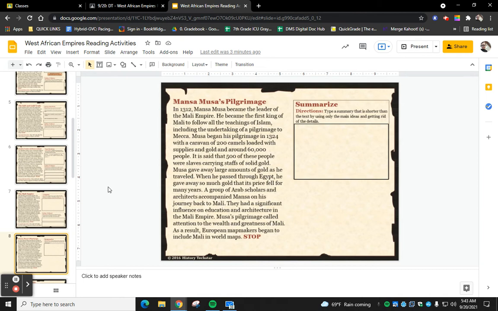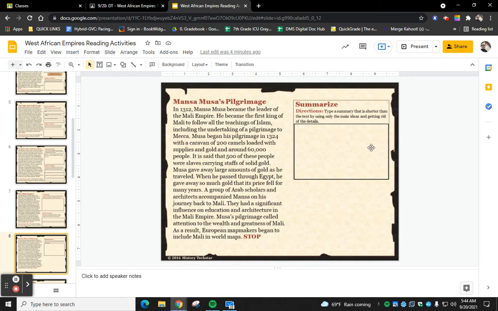A group of Arab scholars and architects accompanied Mansa Musa on his journey back to Mali. They had a significant influence on education and architecture in the Mali Empire. Mansa Musa's pilgrimage called attention to the wealth and greatness of Mali, and as a result, European mapmakers began to include Mali on the world maps that they would create.